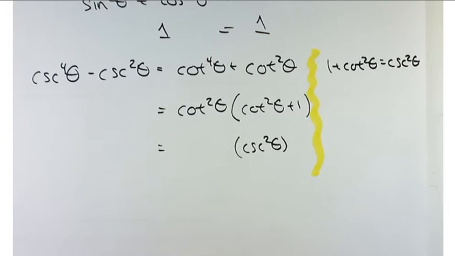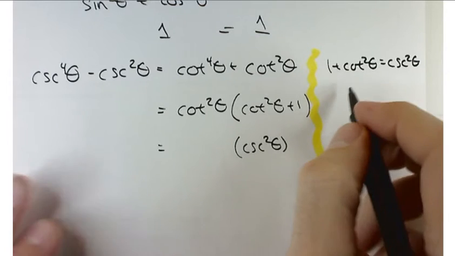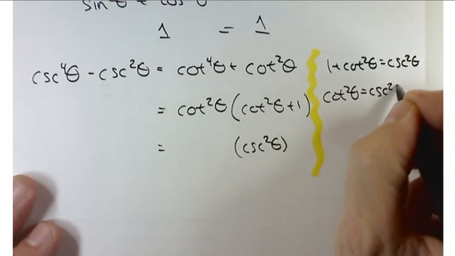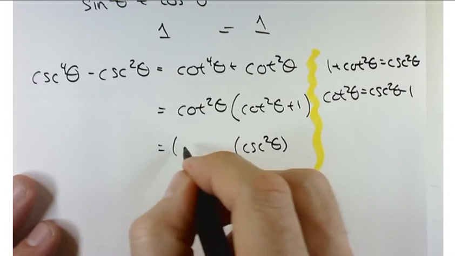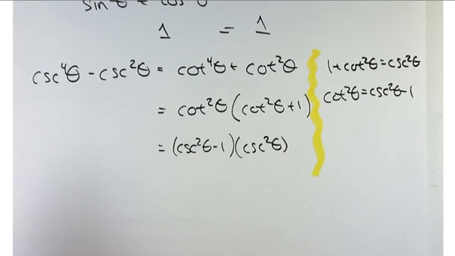Cosecant. Cosecant theta. Almost. Or minus 1, yeah. So we have to move that over there. So cotangent squared of theta equals cosecant squared of theta minus 1. So I'm going to put that in parentheses, cosecant squared of theta minus 1.